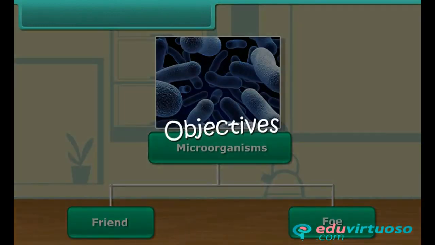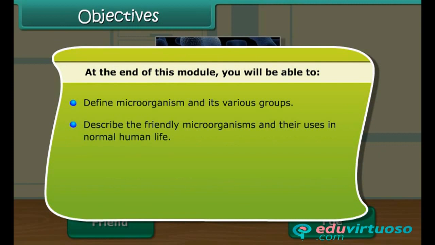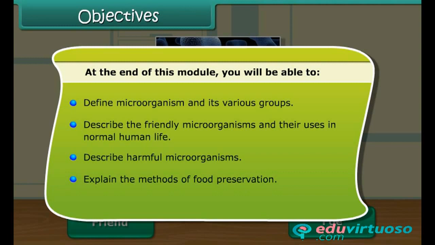Objectives. Friends, at the end of this module, you'll be able to define microorganism and its various groups. You will also be able to describe the friendly microorganisms and their uses in normal human life. Besides, you'll be able to describe harmful microorganisms and explain the methods of food preservation. In addition, you will also be able to describe nitrogen fixation and the nitrogen cycle.